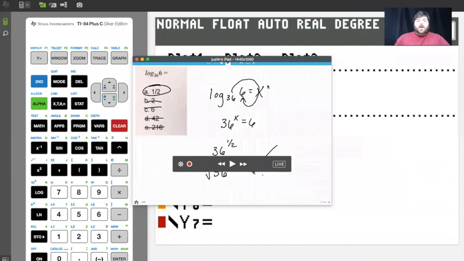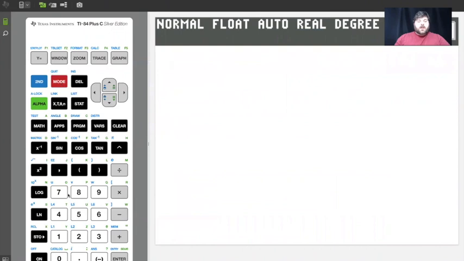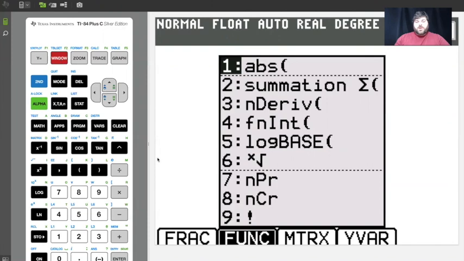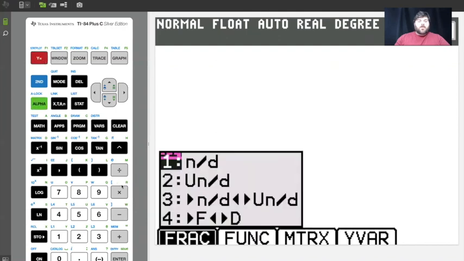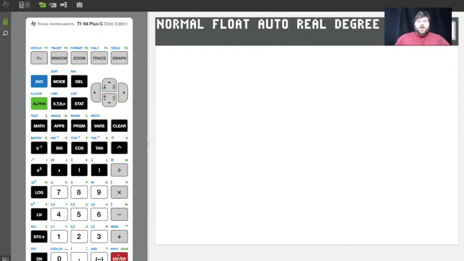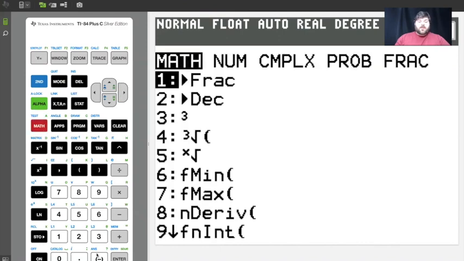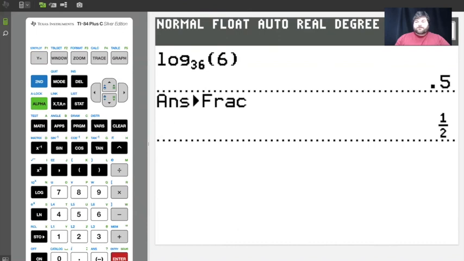Now, this is a prime candidate for using your calculator. Go back to the calculation mode, and then we've got alpha window, which is where we find our log base. You could also do alpha y equals, and then just scoot over. All you're doing is getting to this function part. Number 5 is log base, so go down to number 5. This allows us to calculate the log of any base. So with base 36 of 6, it's going to give us 1/2. Remember, you can always hit math, enter, enter, and that will convert it into a fraction.